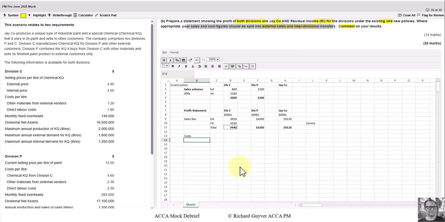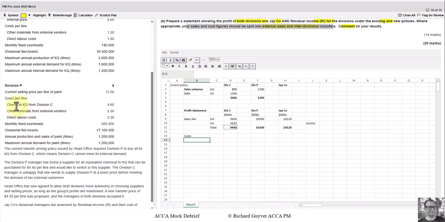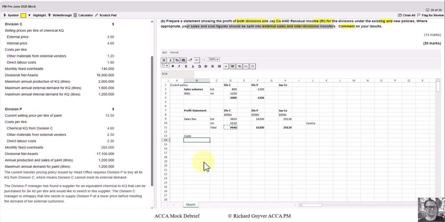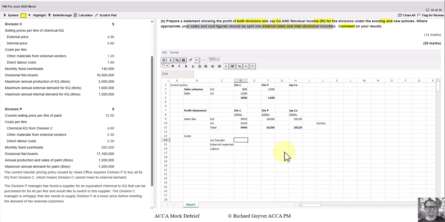So let's look at our costs. We've got, for Division C, some external vendors, direct labour, monthly fixed, and then for Division P, we've got this internal cost, external labour, monthly fixed. So we've got an extra row for this one. I'm going to make sure I put those in at the outset so I don't miss one out or don't have to try and move my spreadsheet around. There's no cost internally for C. Externally, these are 120 each.